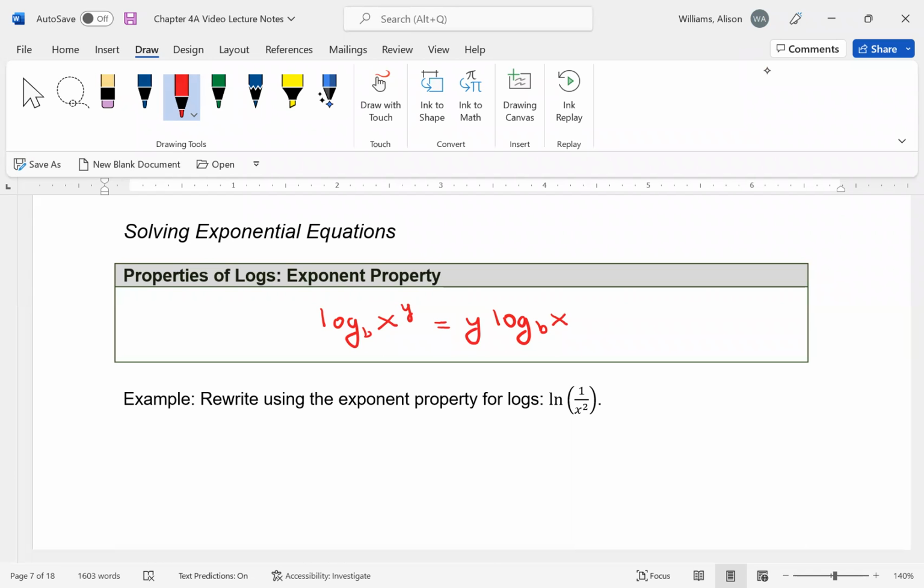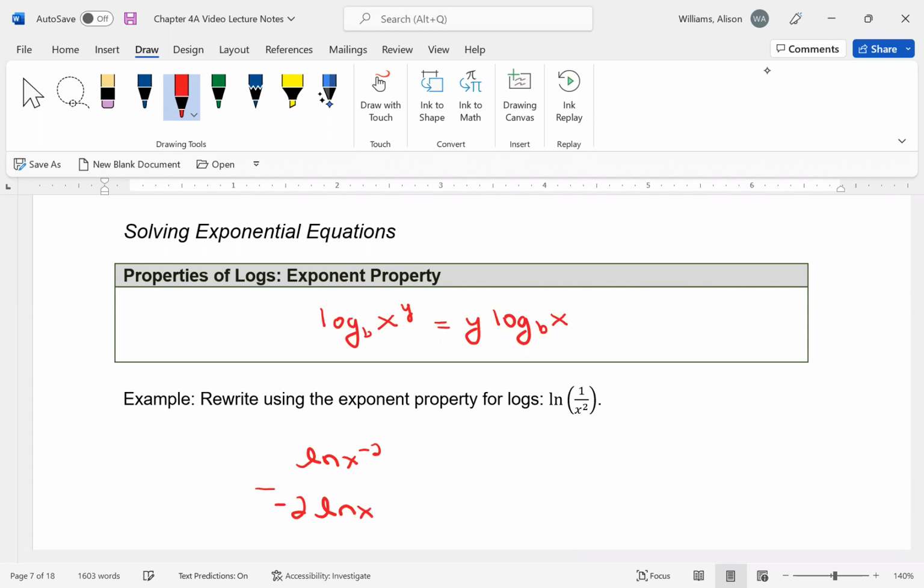So first thing I'm going to do is rewrite 1 over x squared as x to the negative 2. I don't really care about the natural logarithm. That's not what's exciting here. Okay, I can just leave that alone. I don't need to write log base e or anything because I'm not going to simplify this. What I am going to do, though, is take that negative 2 and bring it to the front.